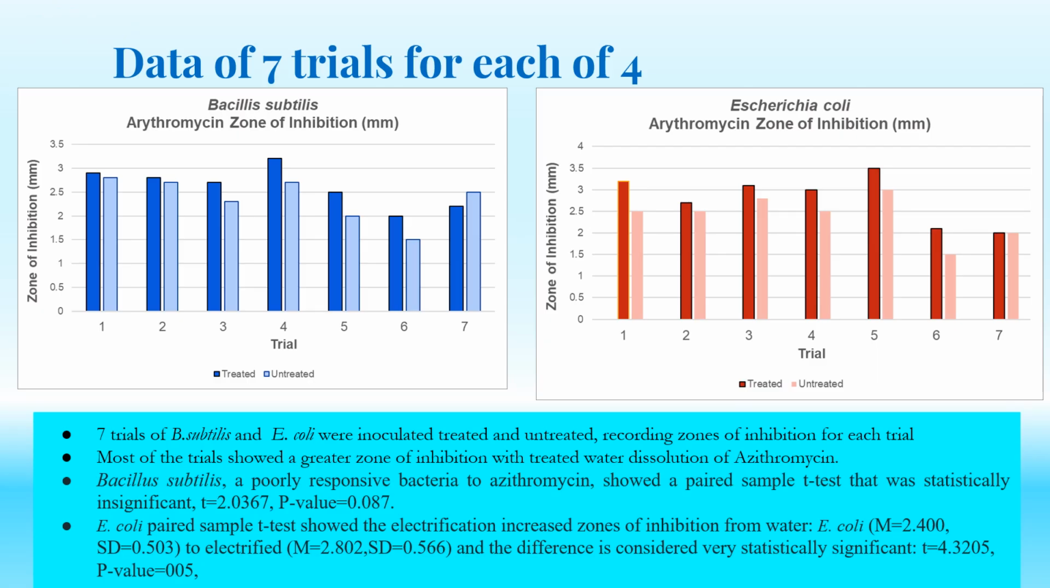7 trials were taken for my 4 bacteria, and in Bacillus subtilis, there is an increase in the treated versus untreated as shown by the blue graph on the left. However, this was not statistically significant with a p-value of 0.087. And on the right, you'll see my Escherichia coli showing a very significant increase with a p-value of 0.005.